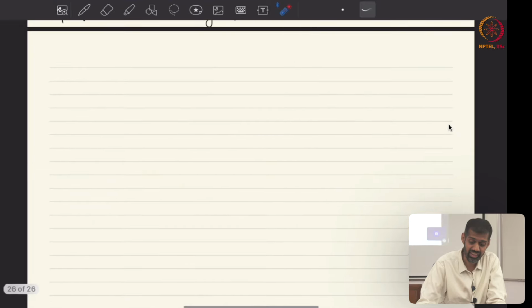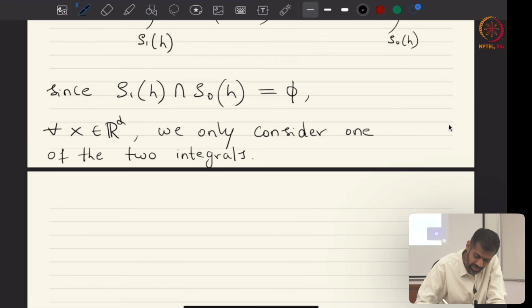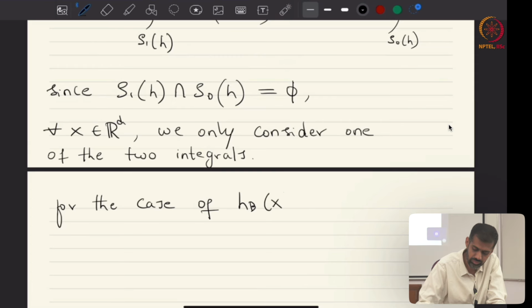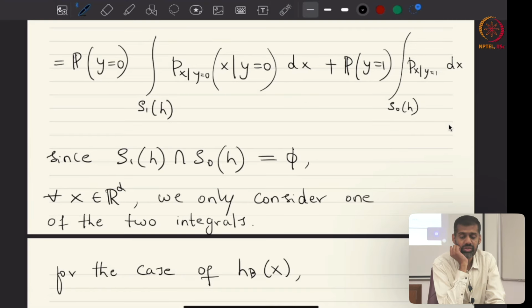So far this is the same for any hypothesis. Now, for the particular case of the Bayes classifier, look at this integral and tell me which one would be chosen in the case of the Bayes classifier.